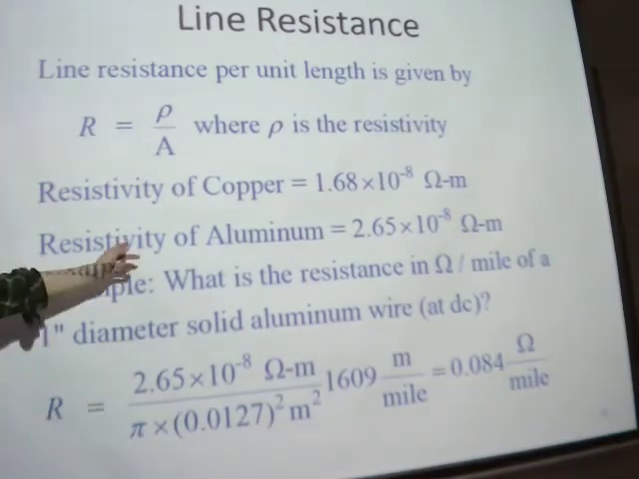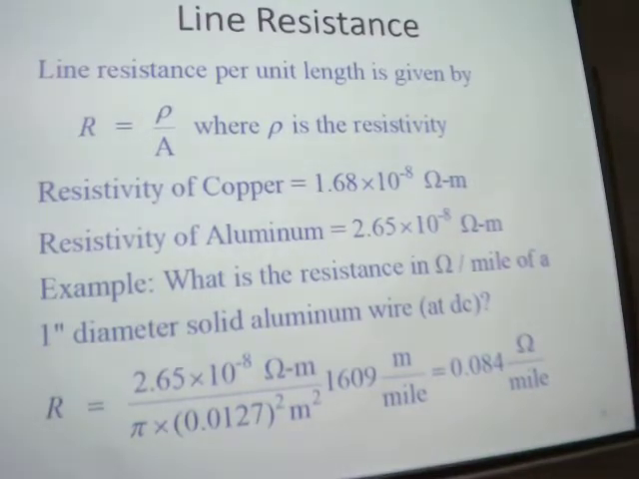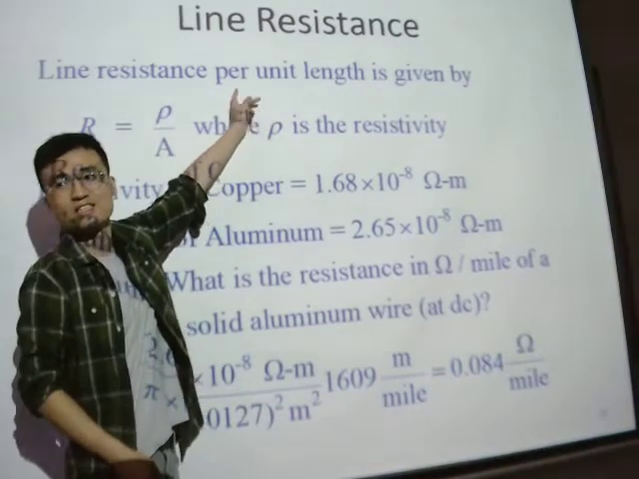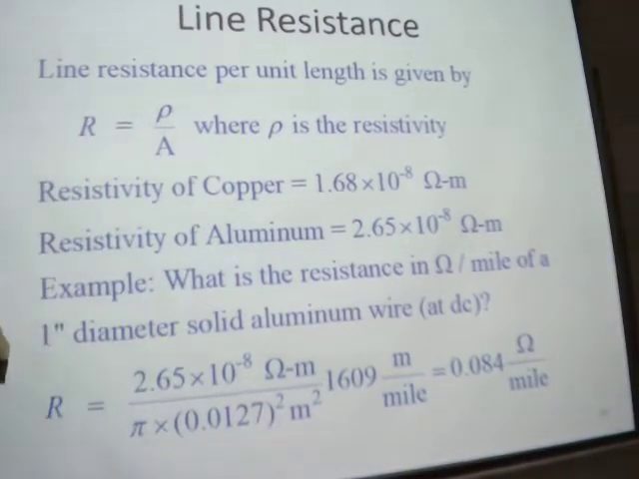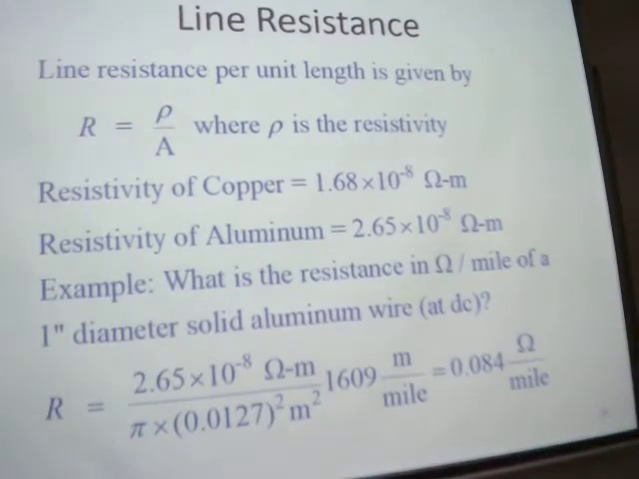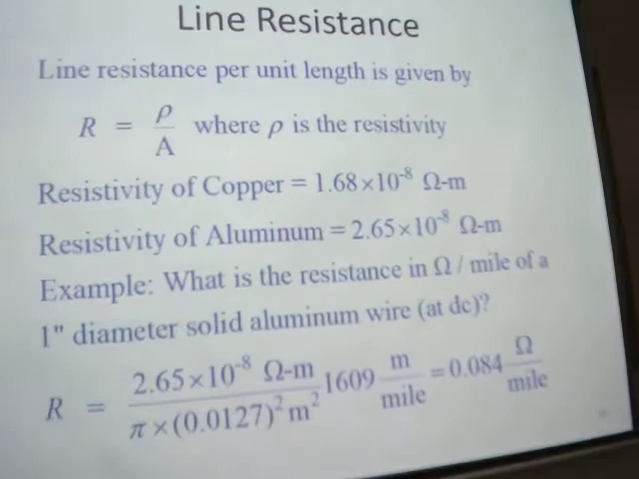Okay, so this is L. Where is L, sir? I know R equals rho L by A. I say per unit. This is the per unit line resistance. If you need to get the total resistance, you multiply by the length.